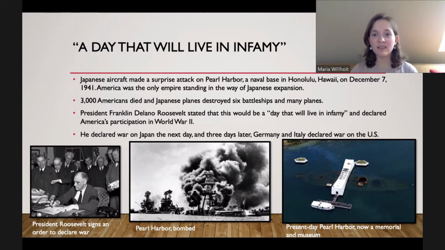I have never been because I have never been to Hawaii. I really want to go to Hawaii, but it's kind of a far trip. It's a little bit pricey, actually. Hawaii is not the cheapest vacation, I'll just say that, but it's beautiful. It's a beautiful state, and you can see present day Pearl Harbor.